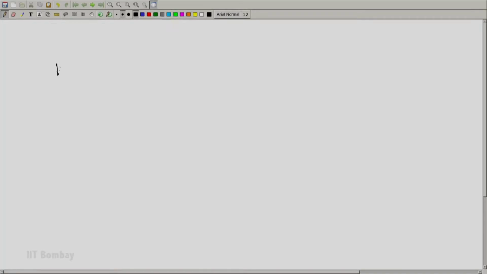So, welcome to the 24th session of the second module in the course Signals and Systems. We continue with our discussion of the new transform that we had introduced in the previous one, namely the Fourier transform. Let us look at the details.